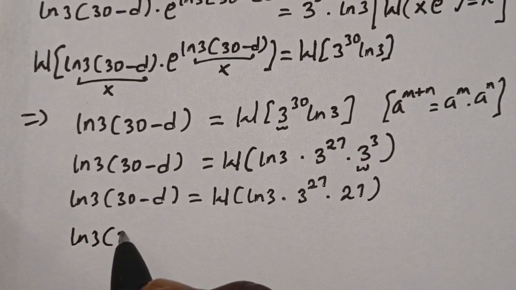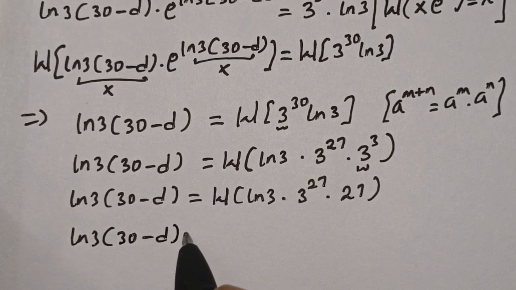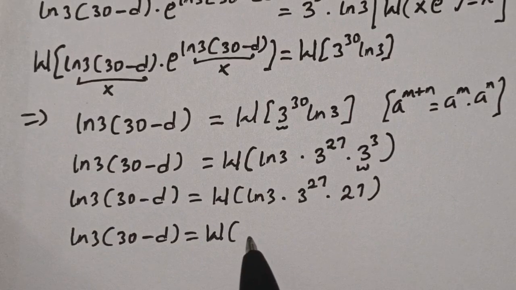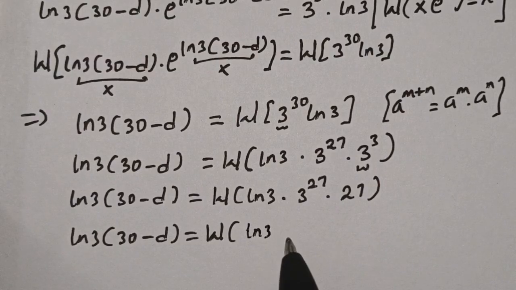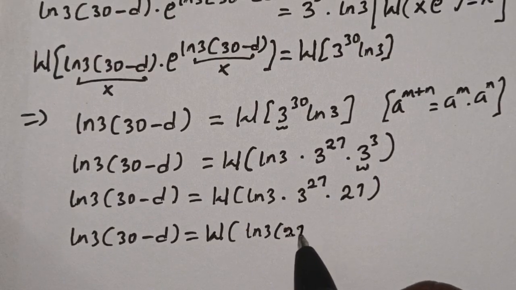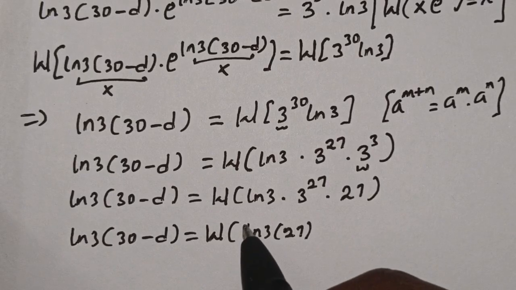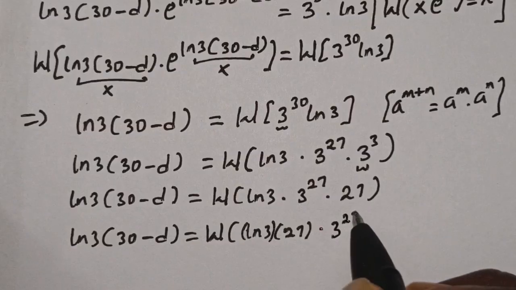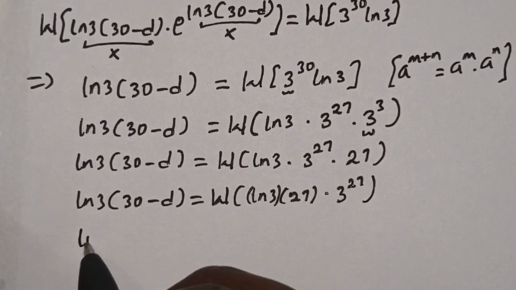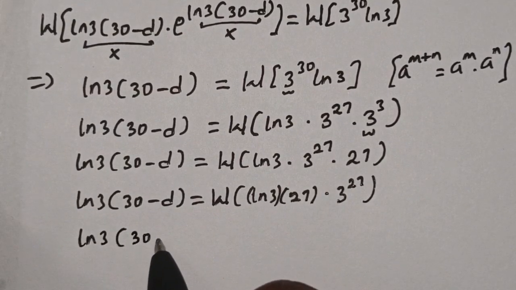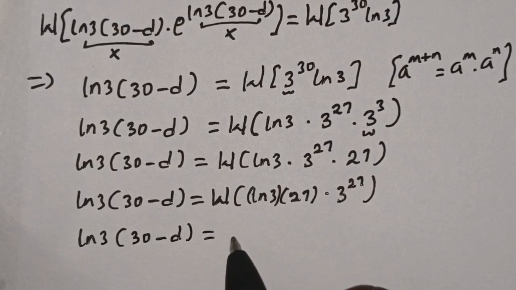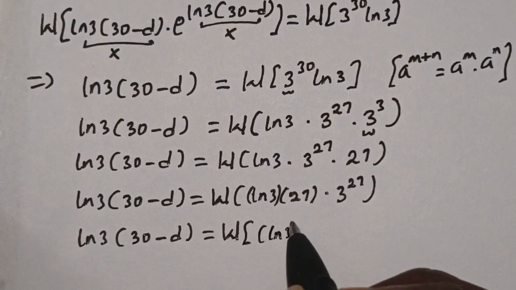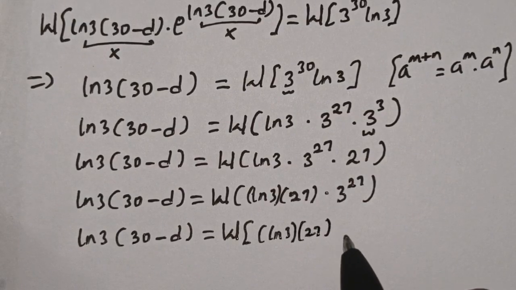Ln 3 of 30 minus d is equal to W of ln 3 times 27, that is ln 3 into 27. Don't forget, this ln 3 stands alone. Let's put it in brackets. Times 3 to the power of 27. Close the bracket. Ln 3 of 30 minus d is equal to W of ln 3 times 27 times.